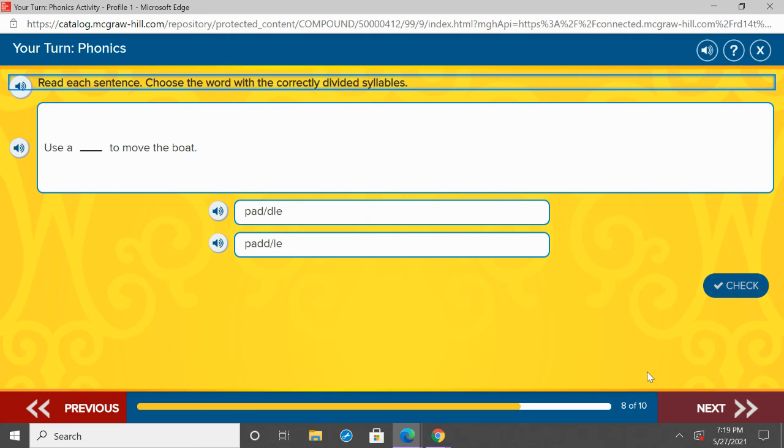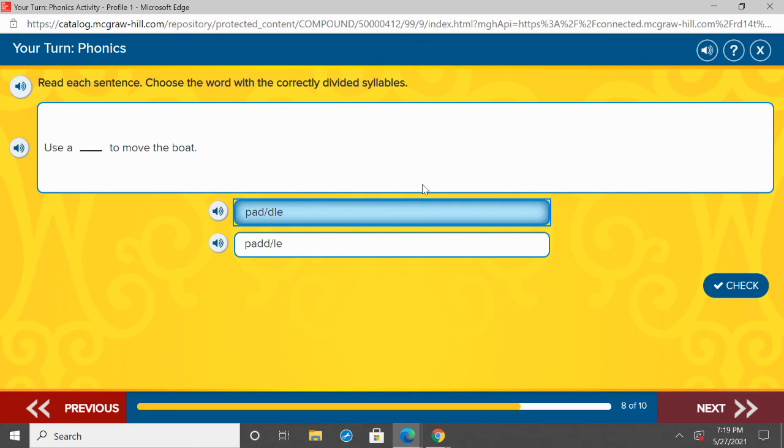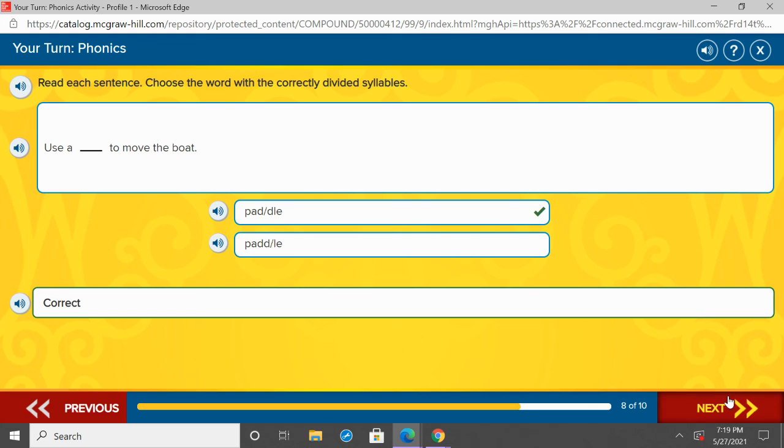So I want you to look at this top one. Does it have consonant L-E for a syllable, or does this bottom one have consonant L-E for the syllable? Go ahead. Hold up a 1 if you think it's number 1. Hold up a 2 if you think it's number 2. Let me see them. So you should be holding up a 1. Paddle. Consonant L-E. Good job.